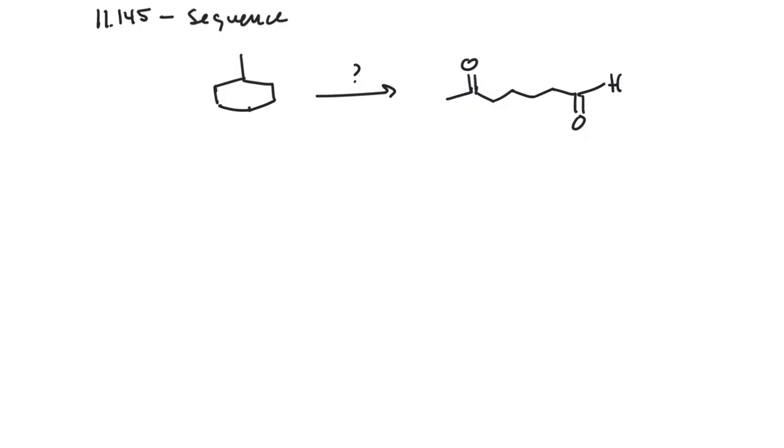This is 145 in the second language book. You're given methyl cyclohexane, and then this acyclic chain with a ketone and an aldehyde. And it wants you to provide the reagents that will carry out that transformation.